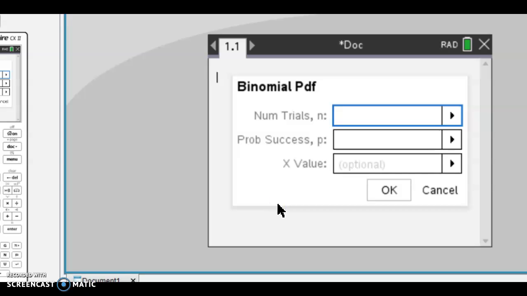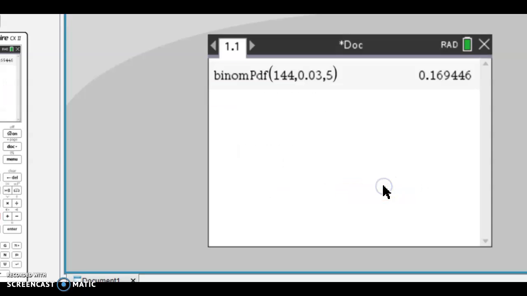Okay. My number of trials goes here. In this case, it was 144. My probability of success goes next. The defective rate was 0.03. I wanted to count my x value as 5. So I go through and click all those values and I end up with 0.169446. Now that tells me the probability that I have exactly 5.